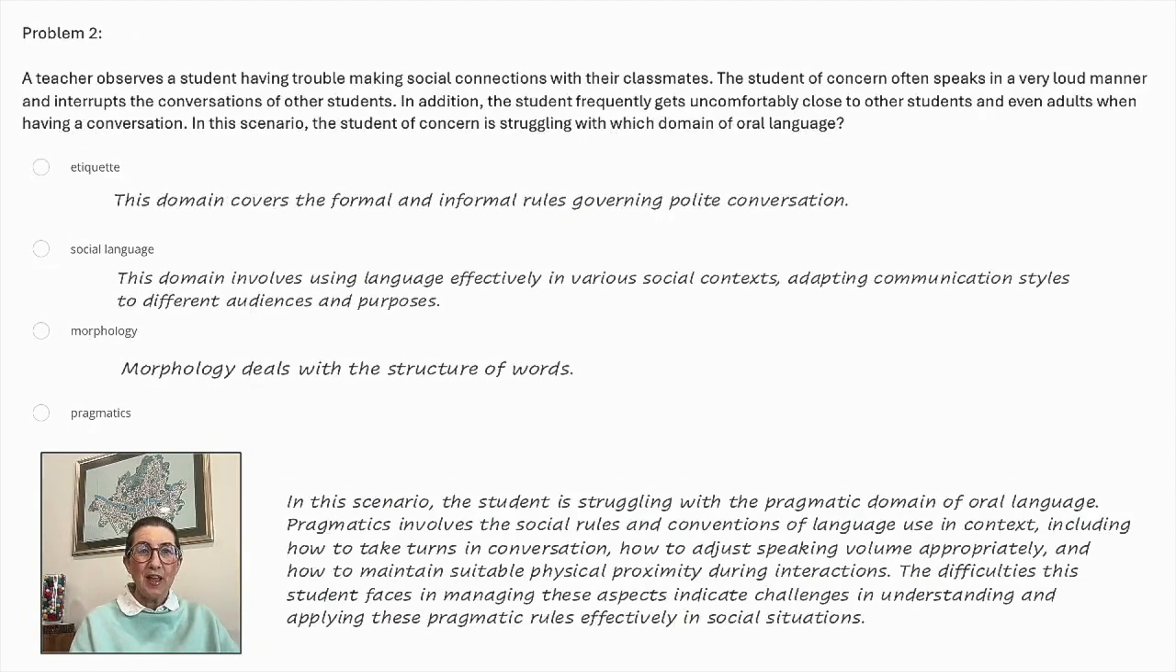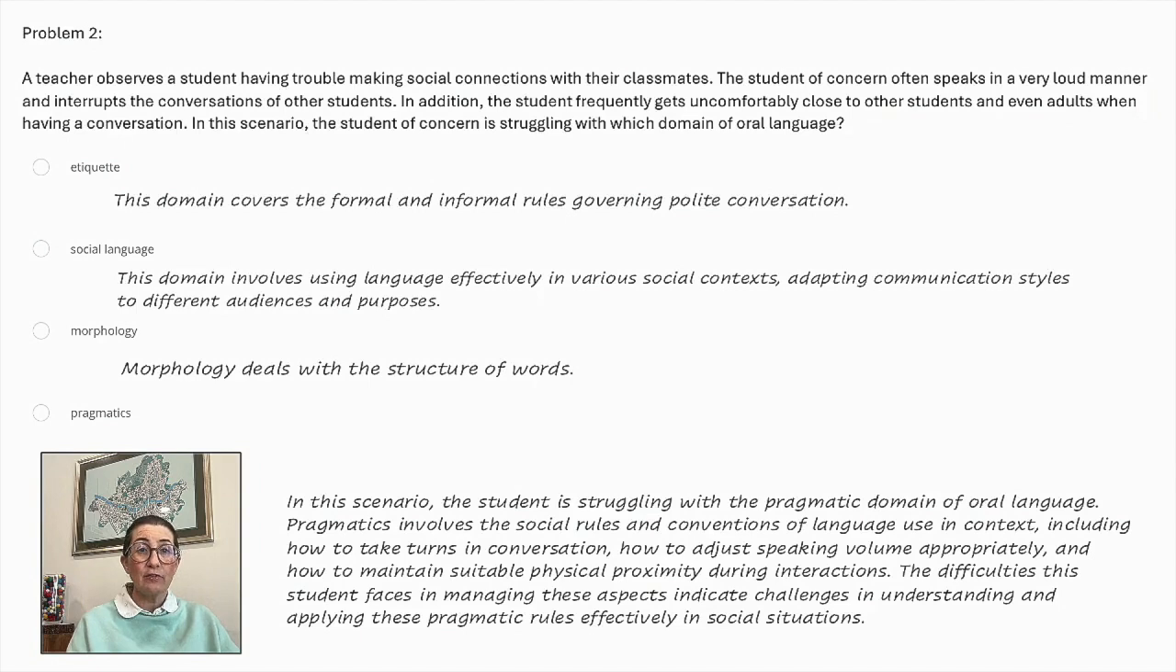Problem number 2. A teacher observes a student having trouble making social connections with their classmates. The student of concern often speaks in a very loud manner and interrupts the conversations of other students. In addition, the student frequently gets uncomfortably close to other students and even adults when having a conversation. In this scenario, the student of concern is struggling with which domain of oral language: etiquette, social language, morphology, or pragmatics. Let's look at each.